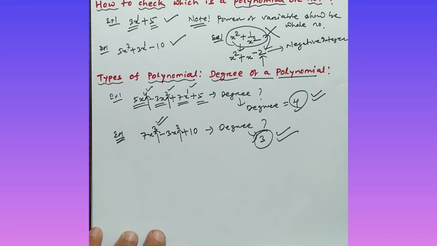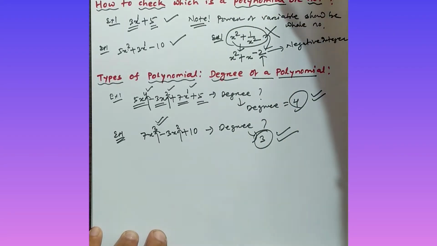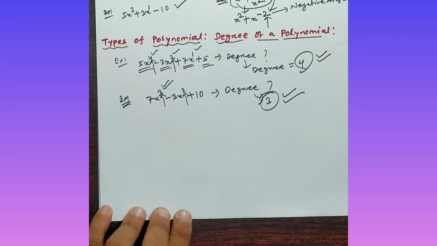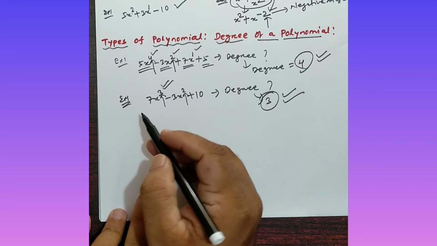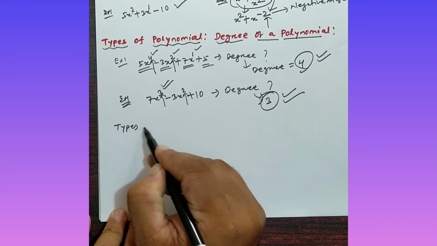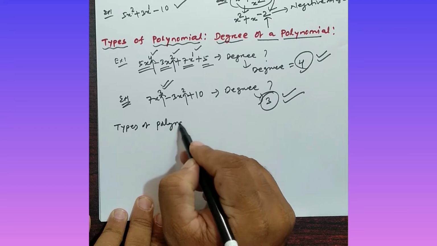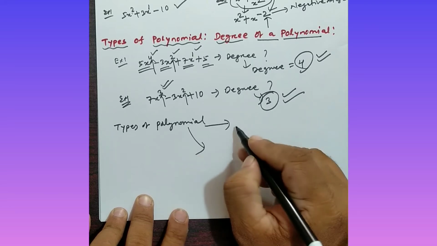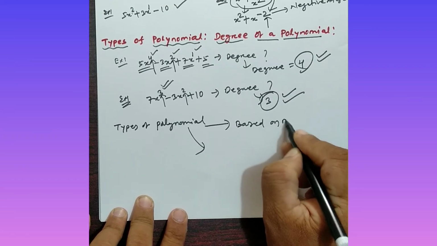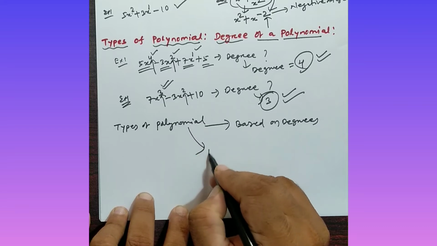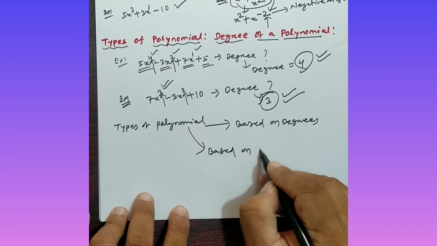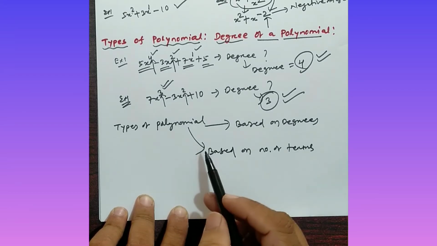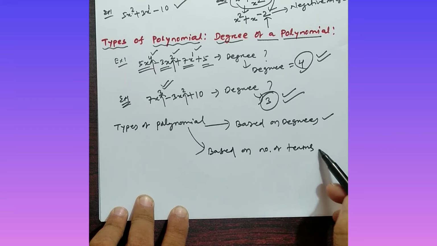Next we'll discuss the types of polynomial. The types of polynomial are divided based on degrees and based on number of terms. Types of polynomial can be further classified into 2 types: based on degrees, and another is based on number of terms. Clear? One by one we'll discuss the types of polynomial.